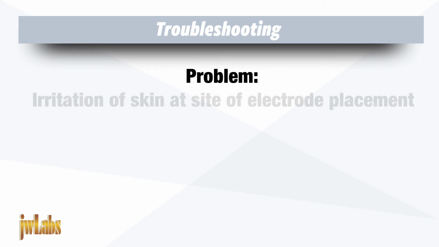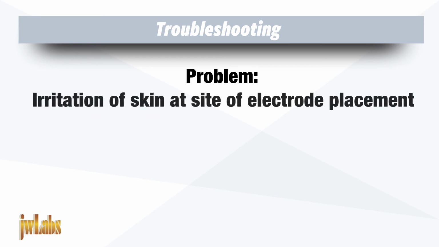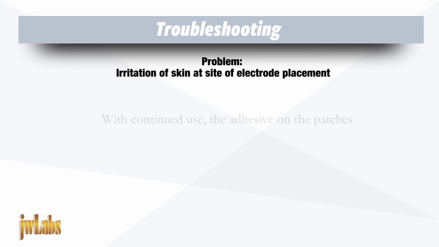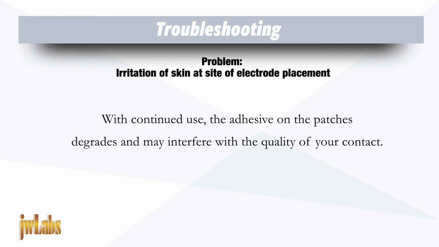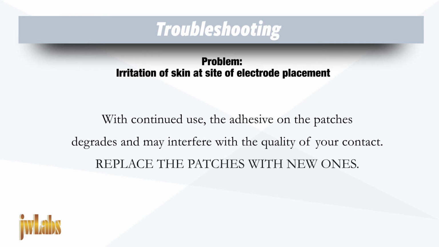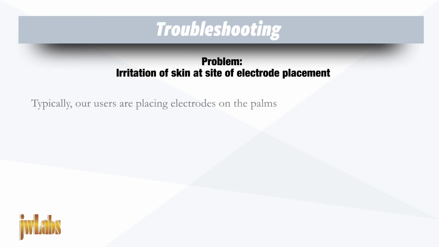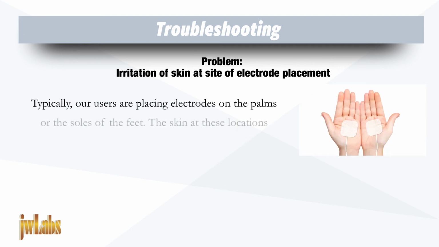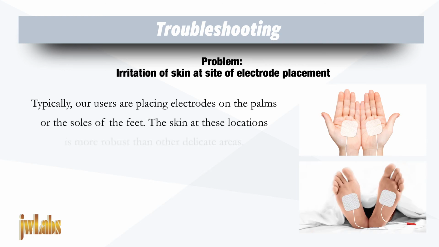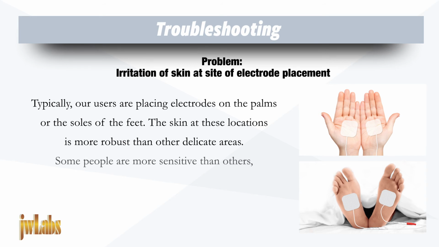Problem: irritation of skin at site of electrode placement. With continued use, the adhesive on the patches degrades and may interfere with the quality of your contact. Replace the patches with new ones. Typically, our users are placing the electrodes on the palms or the soles of the feet. The skin at these locations is more robust than other delicate areas.